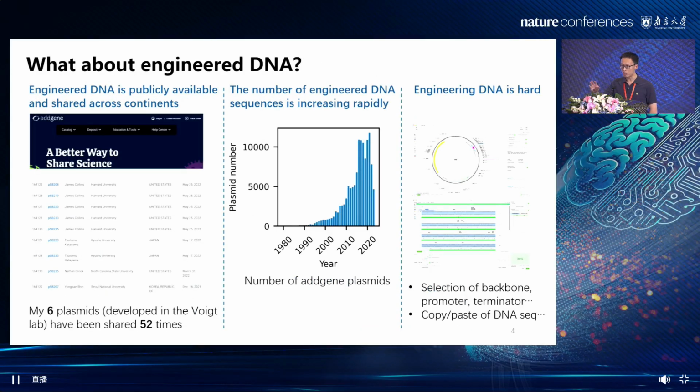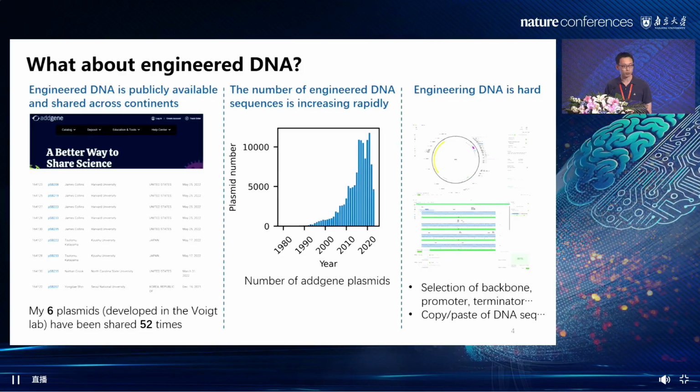But there are also some DNA sequences that people are not talking about. These are engineered plasmid sequences. These sequences are publicly available. Thanks to the tremendous efforts of Addgene, they can send these plasmids to every corner around the world. Myself, I constructed about 6 plasmids. I put them on Addgene when I was a postdoc at the Chris Watts lab, and they have been shared about 50 times to different labs across different continents.